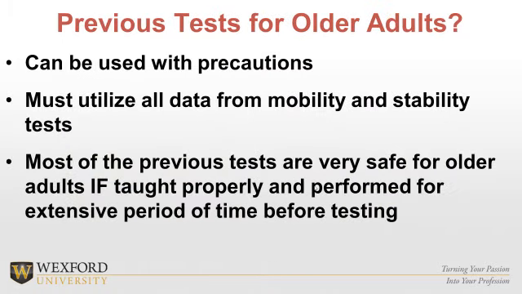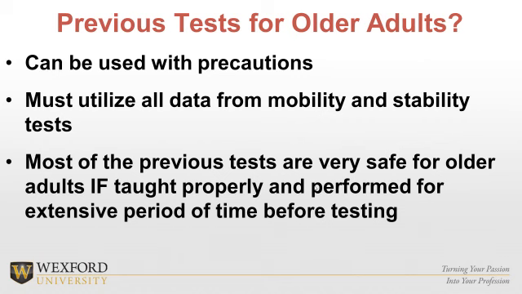Now, all the previous tests we just looked at, can they be used with older adults? They can be used with precautions. Now, we must utilize all the data from the mobility and stability tests as well. Because once again, you do all the same tests: posture analysis, range of motion, strength testing, and a functional movement screen. And you can do these additional tests if you would like. But you must keep the data so you can see the percentage of change over time.